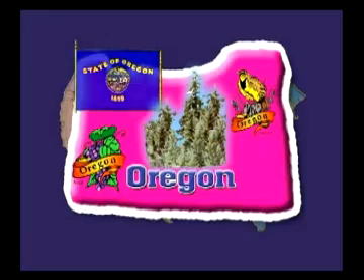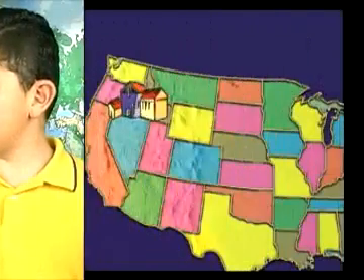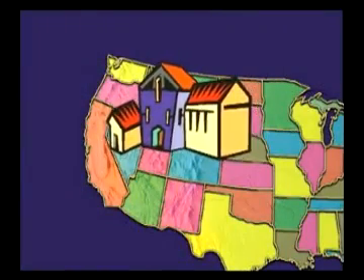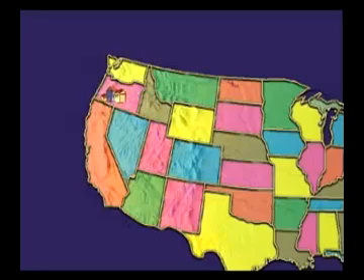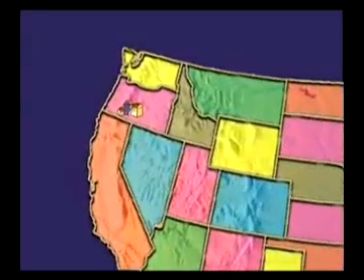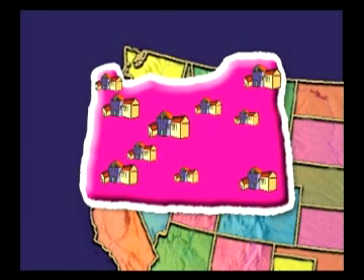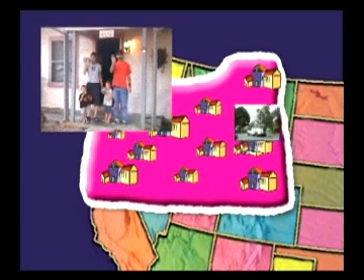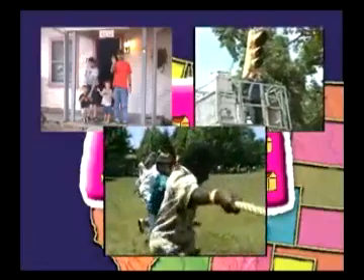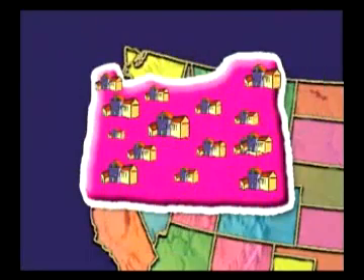Which state do you live in? I live in Oregon, but I also live in Ashland. That's not a state. You're right. Ashland is a community inside the state of Oregon. If we zoom in even further, you can see that inside each state are hundreds of smaller communities. People live, work, and play in a community and in a state.